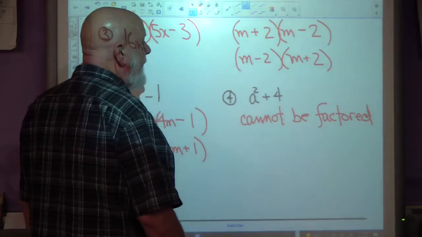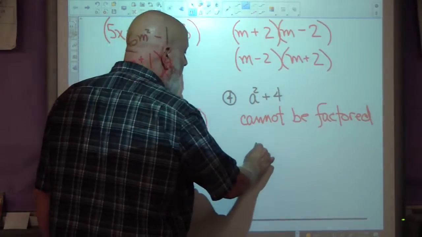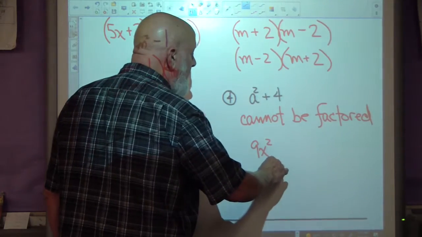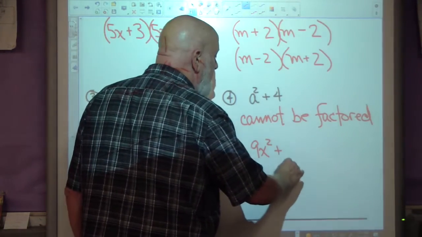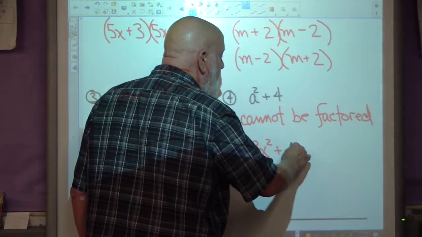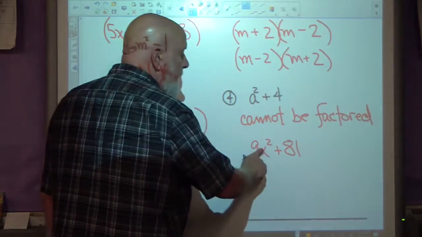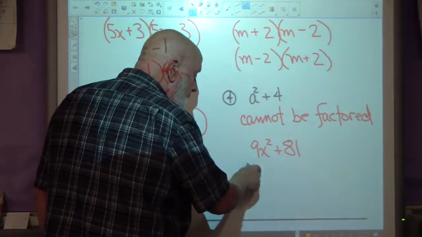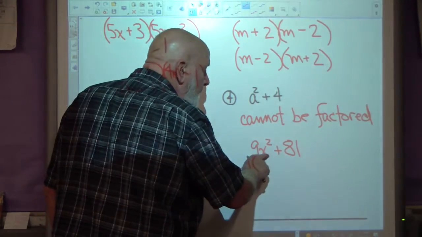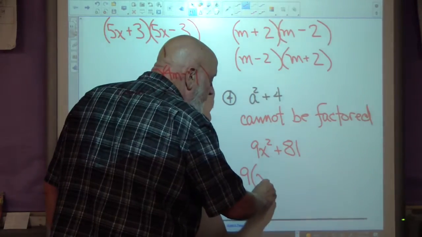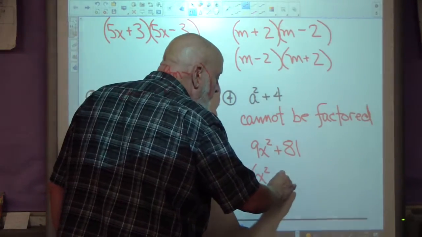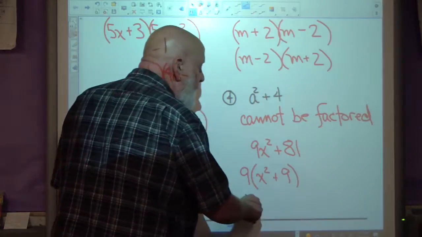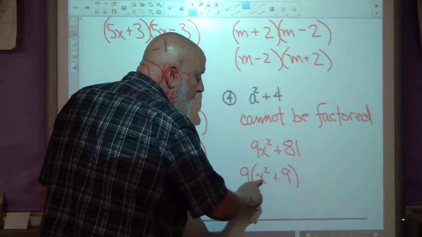If you had something like 9x squared plus 81, you can say, well, I see both of these have a factor of 9 in there. And so you can say, well, I'm going to write down the 9 and then term by term divide it out and say, well, 9x squared divided by 9 is x squared, plus 81 divided by 9 is 9, factoring out the common factor of 9. And I'm left with a sum of 2 squares here.